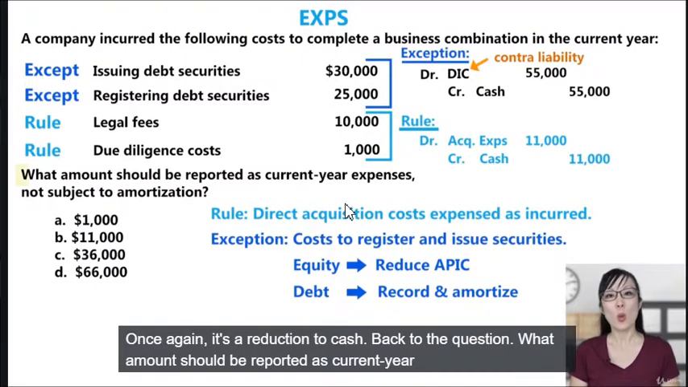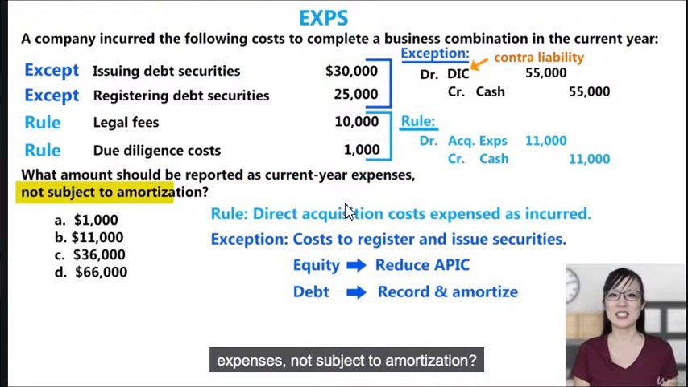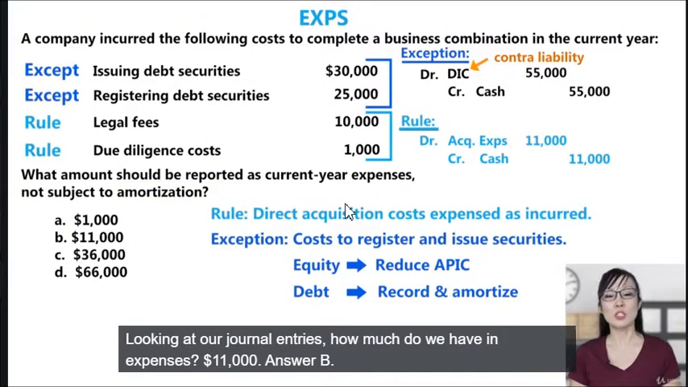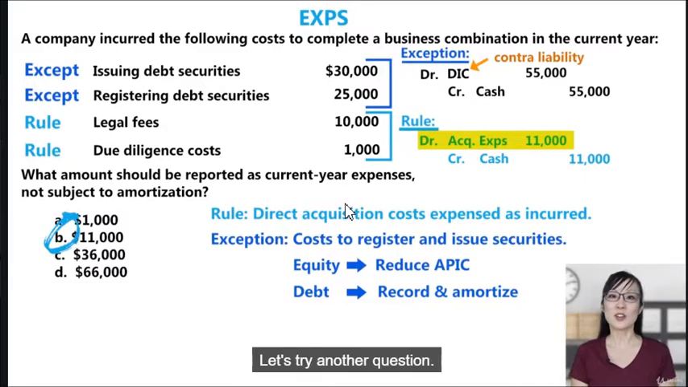Back to the question. What amount should be reported as current year expenses, not subject to amortization? Looking at our journal entries, how much do we have in expenses? $11,000, answer B. Let's try another question.